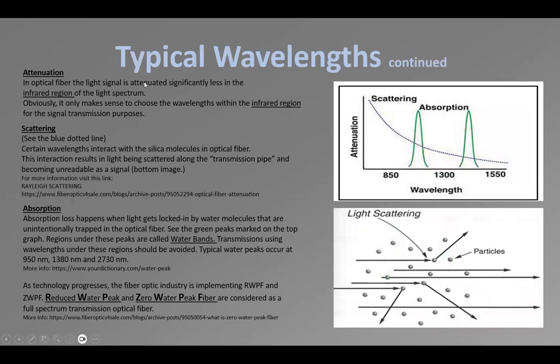Attenuation. So we talked about that. Well, we're traveling through a physical medium. The further it goes, the weaker it's going to get.